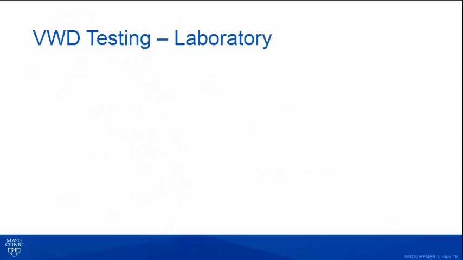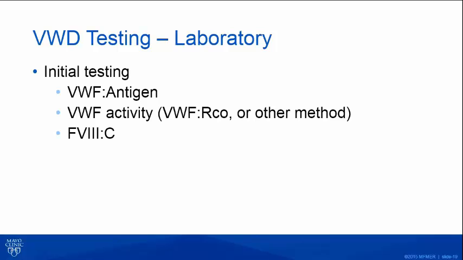According to the NHLBI guideline as well as the ASH guideline, the initial screening test for von Willebrand disease would include an antigen level, activity, and Factor VIII activity. Ristocetin cofactor has historically been the gold standard for measuring von Willebrand factor activity. However, it's a live assay that requires donor platelets and the patient plasma, and so there's relatively high inter- and intra-assay variability.